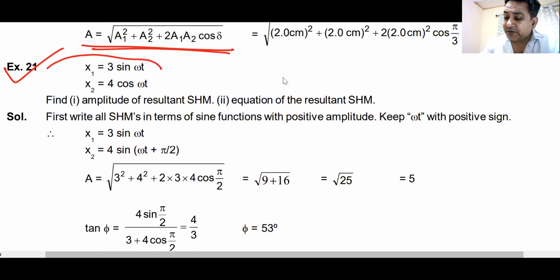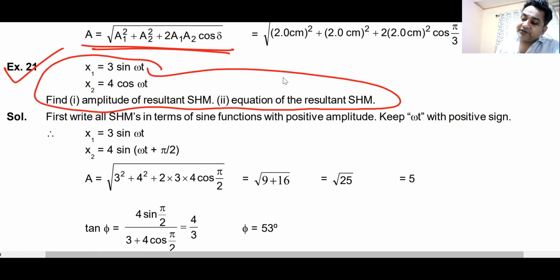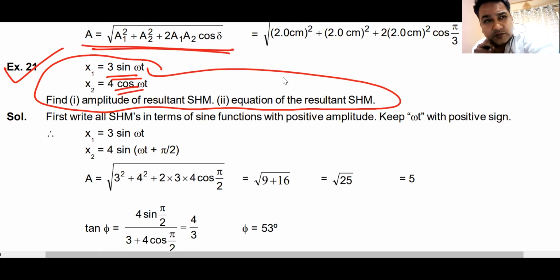Now, this question number 21 encompasses everything. It asks what is the amplitude of the resultant SHM, but it is also asking what is the equation of the SHM. So this will encompass everything. So how will I write it? X1 is 3 sine omega t, X2 is 4 cos omega t. Phase difference is pi by 2, but they are in the same direction. Don't say, sir, this is X and Y. So one particle is executing two SHMs in the same direction.